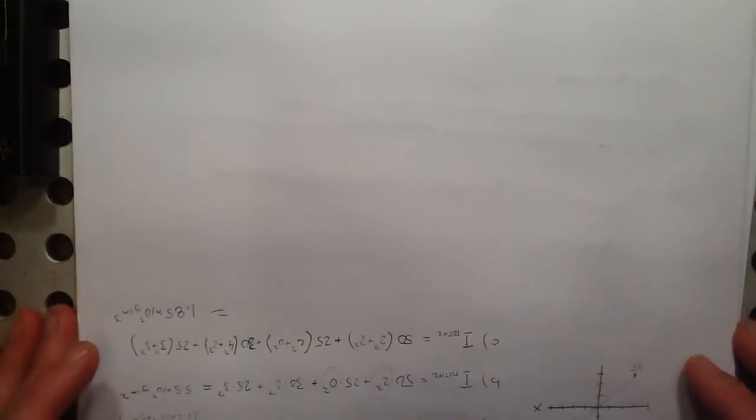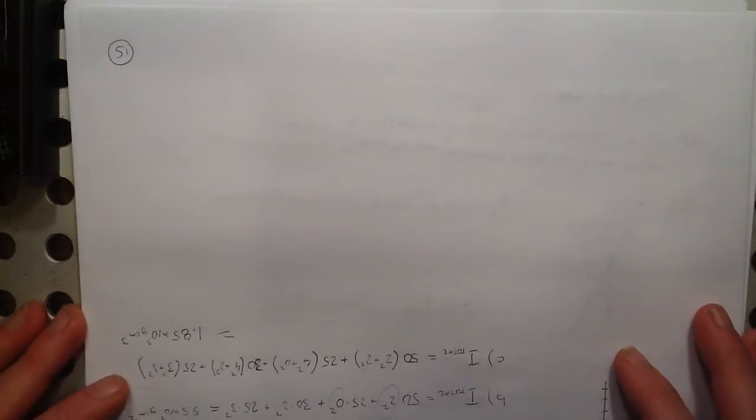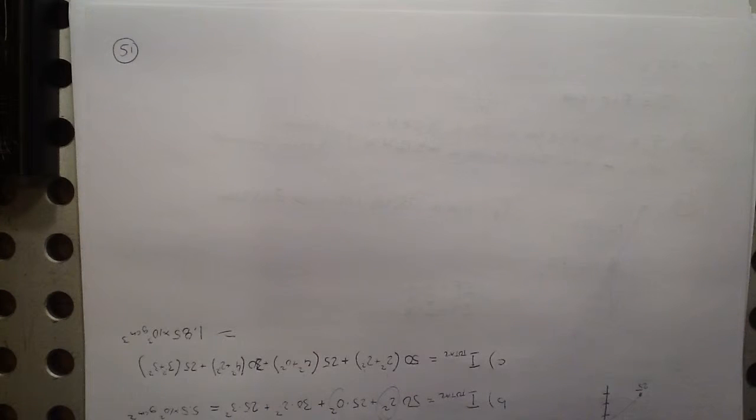Oops. Recycle the other half of that page. What am I on now? So that was number 49, right? So 51. Looks like an Atwood's machine. But this time, more realistically perhaps, the pulley is not frictionless. I guess it is frictionless, but it's not massless. So that means we have to take into account what's happening with the pulley.